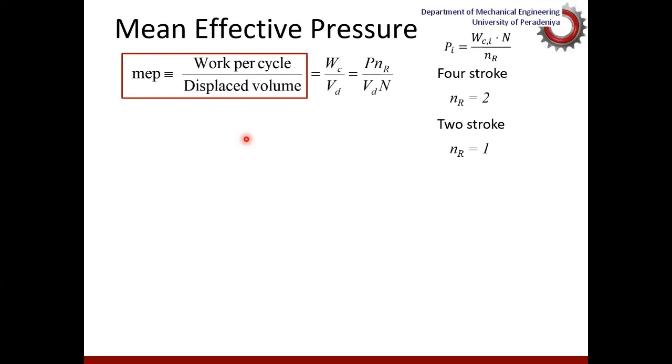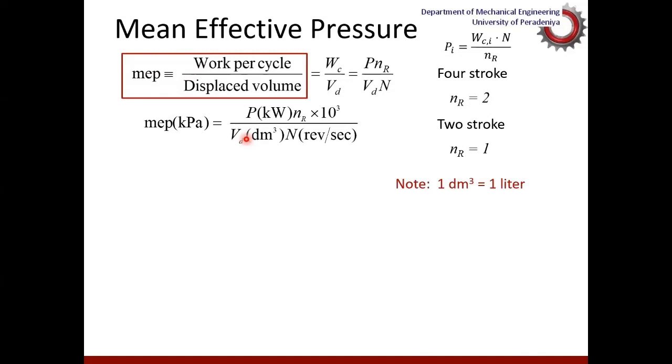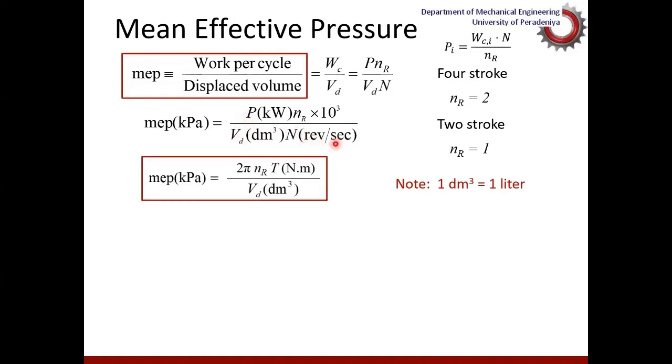So accordingly, mean effective pressure is P NR over VD N. N is in revolutions a second, and NR is 1 for 2-stroke and 2 for 4-stroke engines. And when it comes to calculation of mean effective pressure, usually we represent it in kilopascals or bar. If you want to represent it in kilopascals, then you'll have to use the right units in substituting values for power, displacement, and the speed.